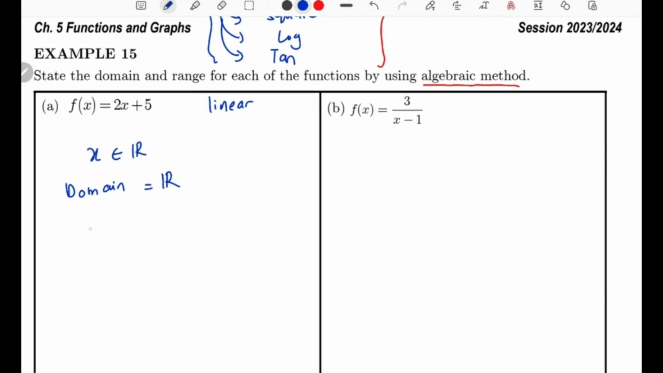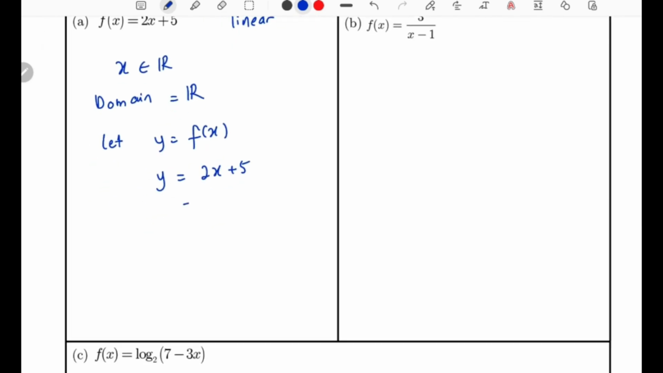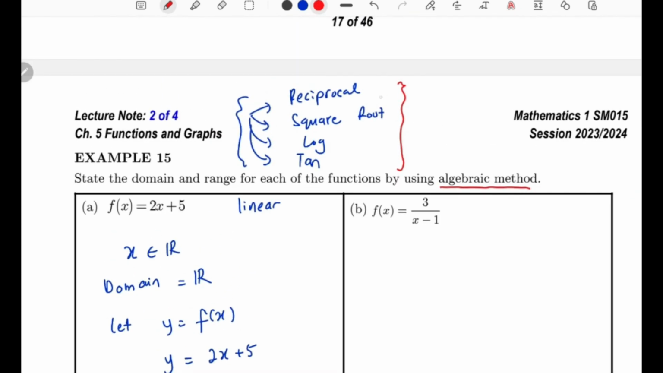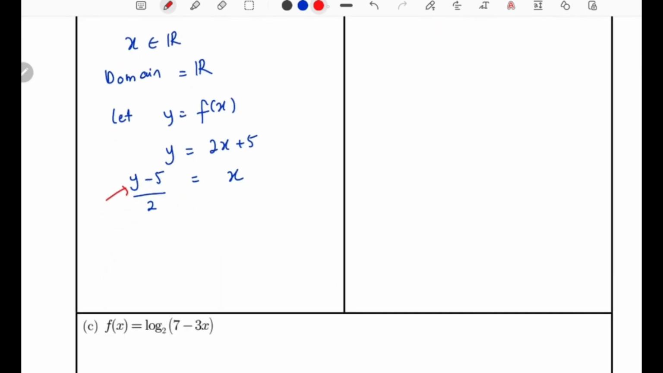Next, to find the range, we let y equal f(x). So y equals 2x plus 5. And we rearrange until we have x as the subject. And then we look at here, and y is not included in these 4 functions as well. It's not a reciprocal, it's not a square root, log, or tangent. So y can take all the values from negative infinity until infinity. So y is a subset of all real numbers. So the range is also all real numbers.